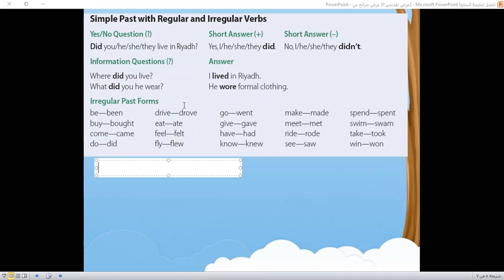Okay, so for example, let's write an example here. Yes, Rimas, do you have an example with did? Any question that I can use with did?